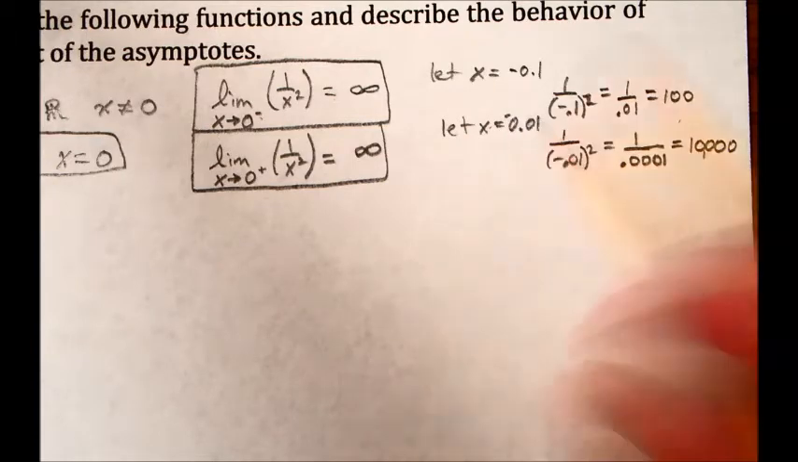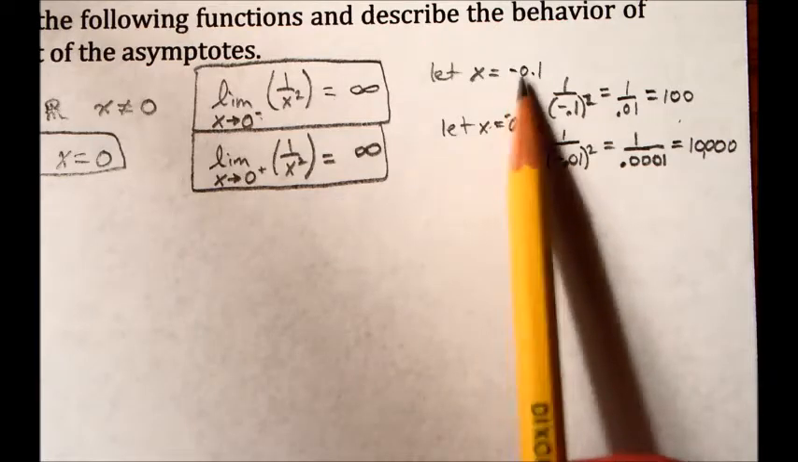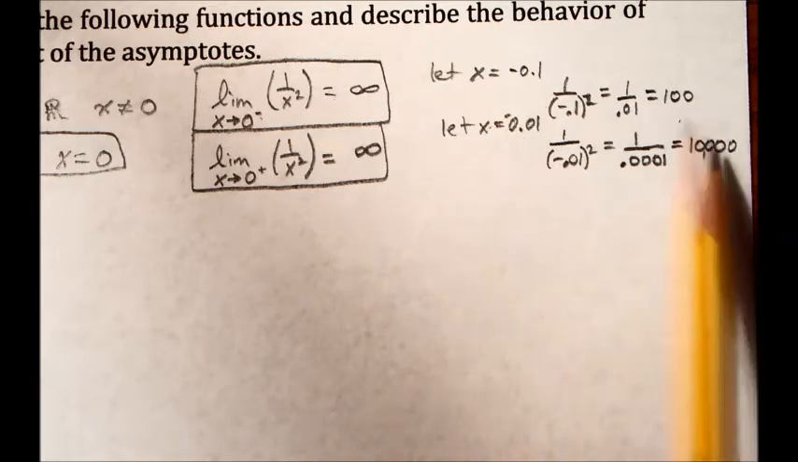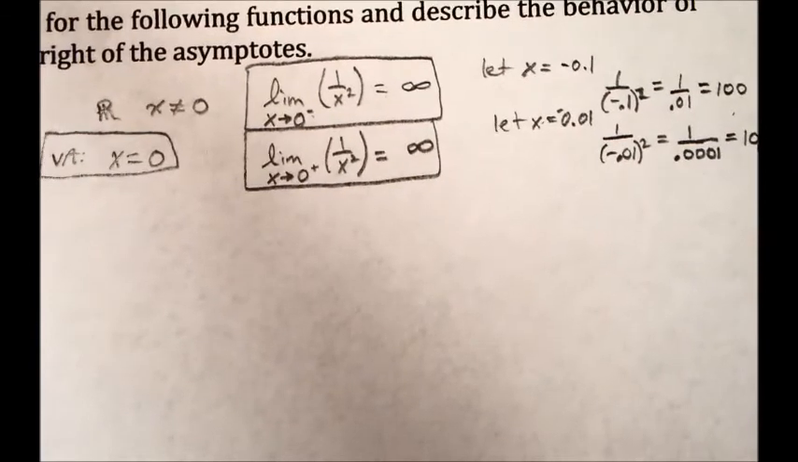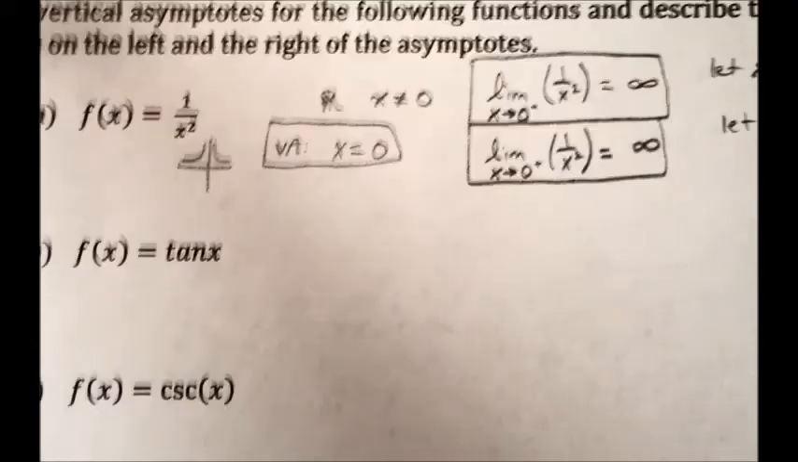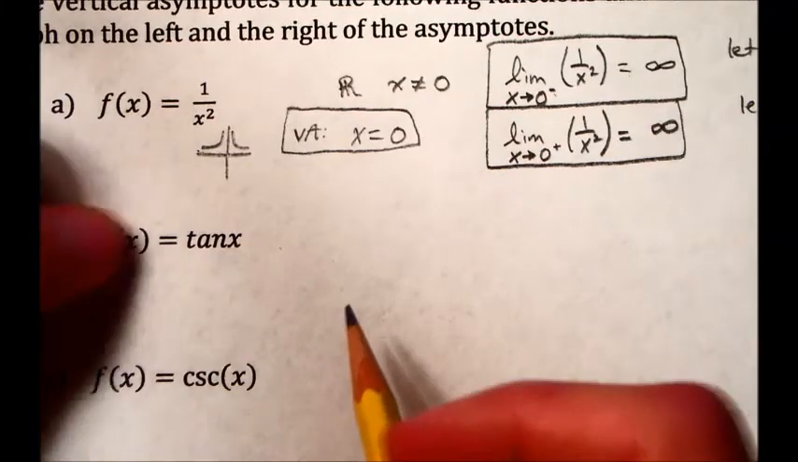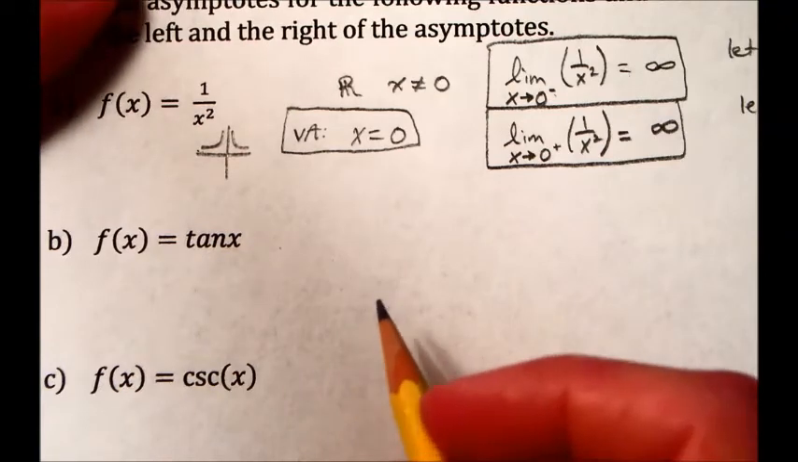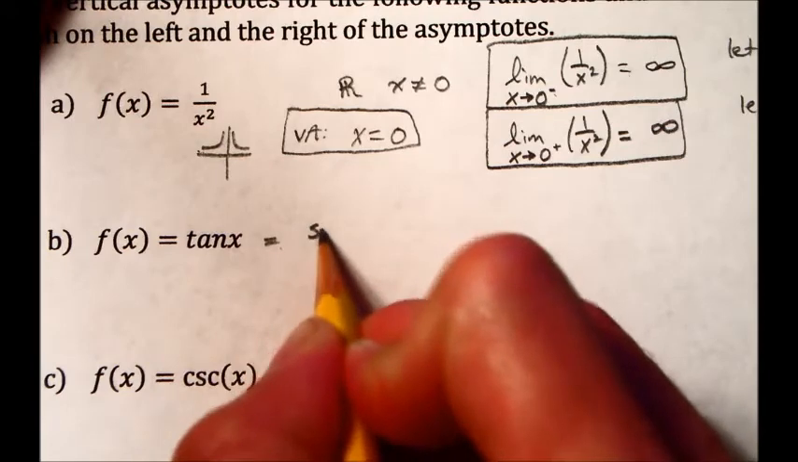Alright, good. Let's look at this one, tan x. Okay, so we're trying to determine the vertical asymptotes here. Well, tan x doesn't look like a fraction, but if you remember what tan x actually means, it's sine x over cosine x. And these do not reduce with one another. So basically we have vertical asymptotes wherever cosine x equals 0.